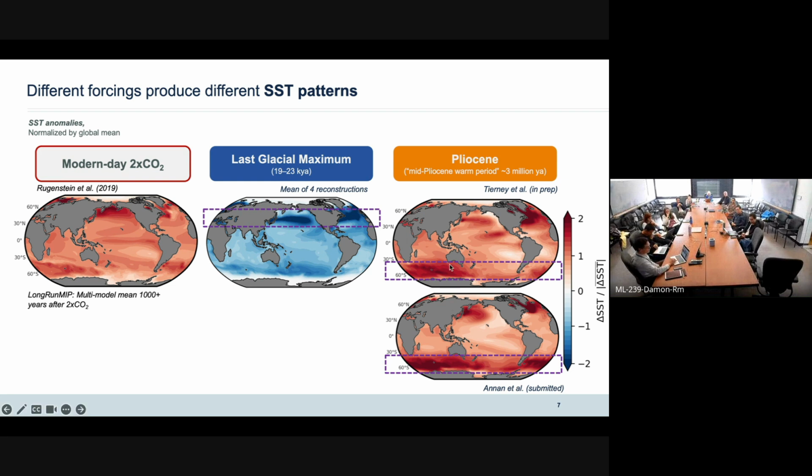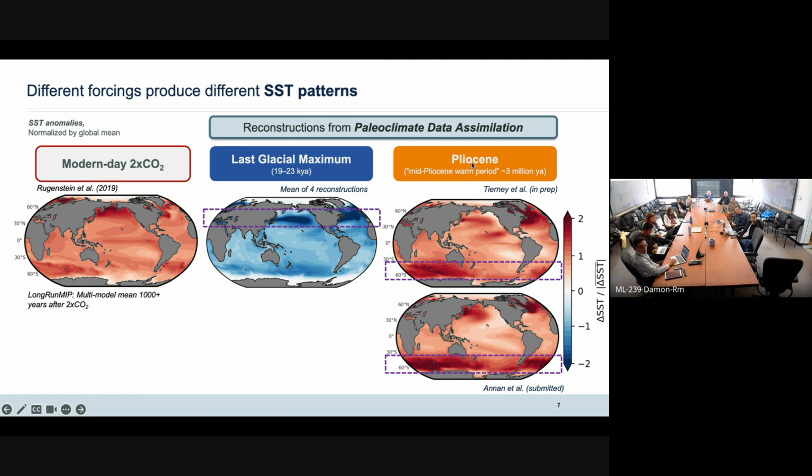What they do both show, despite their differences, is more amplification over the Southern Ocean than what we see in the modern day CO2 doubling alone. So this Southern Ocean amplification for the Pliocene and the Northern Hemisphere amplification for the LGM are the 2 main differences in the SST patterns to keep in mind.